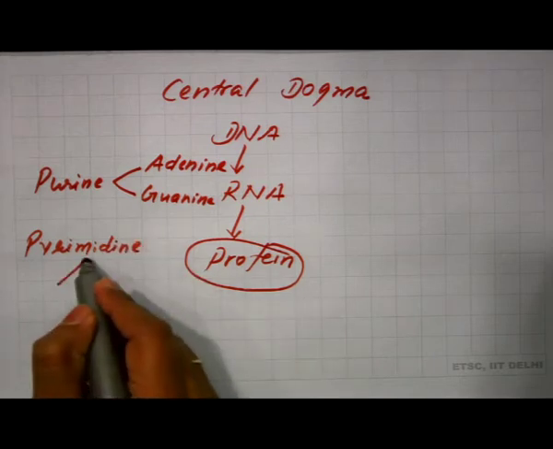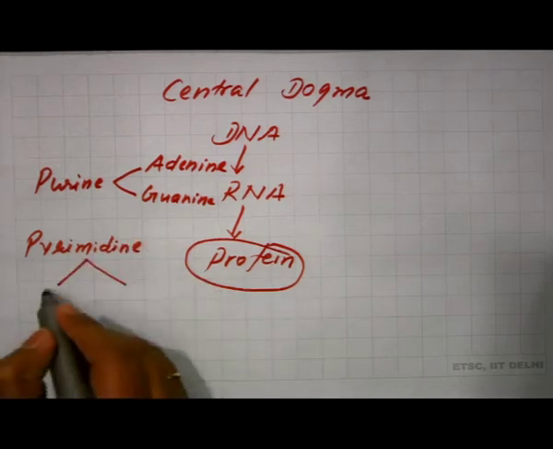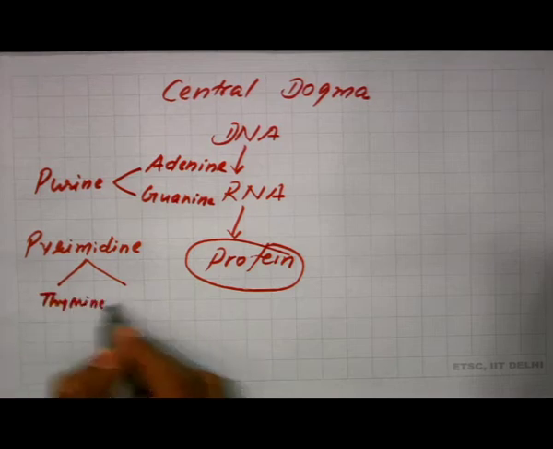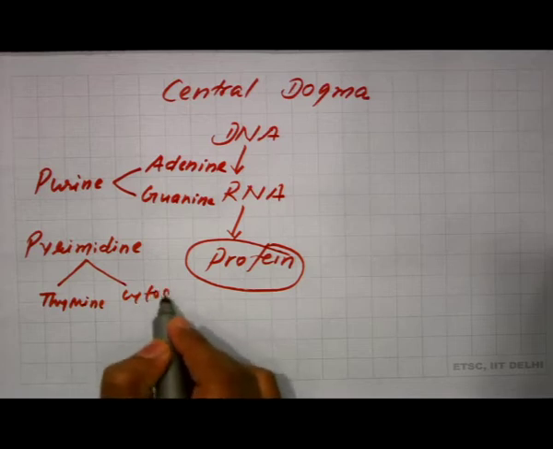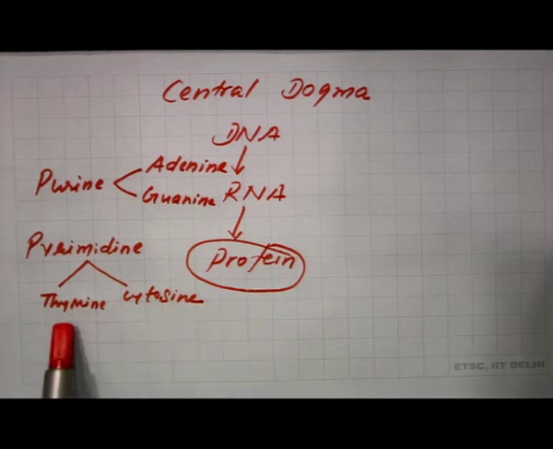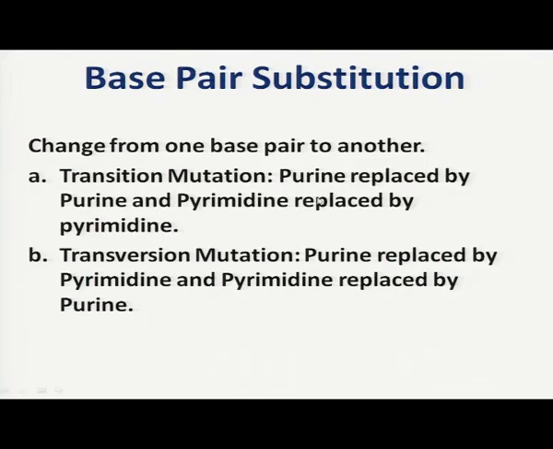Or if we talk about pyrimidines, there are again two types in DNA, thymine and cytosine. So, if thymine is replaced by cytosine or cytosine is replaced by thymine, a pyrimidine is replaced by another pyrimidine, and such a replacement is called transition mutation. That means purine replaced by purine and pyrimidine replaced by pyrimidine.